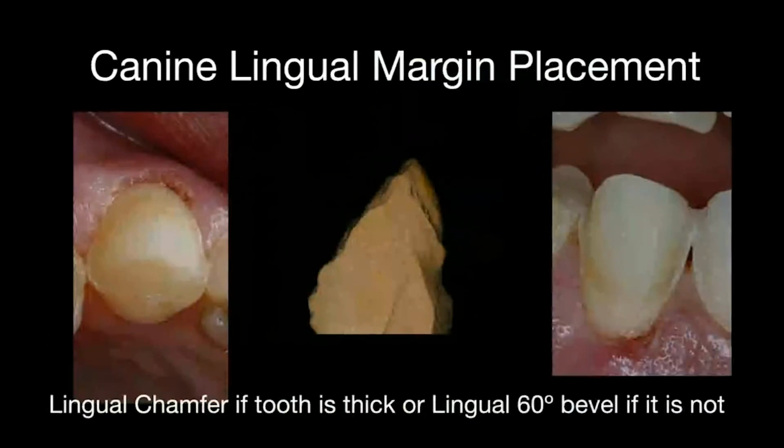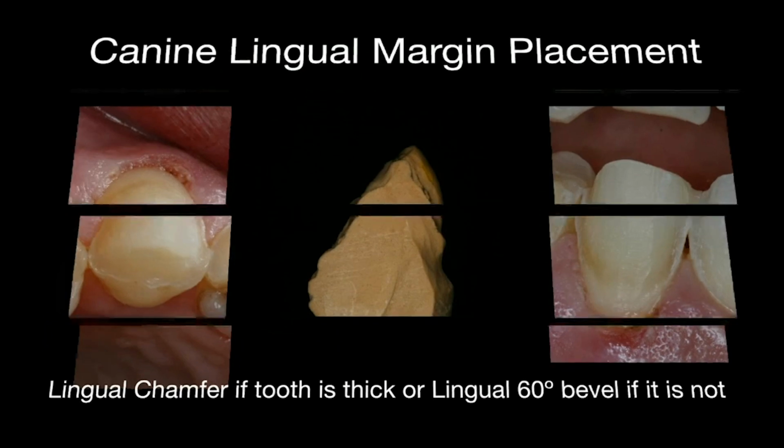The canine marginal placement is a lingual chamfer if the tooth is thick, or a lingual 60 degree bevel if it's not really thick. So you can make your choice there because it's a thicker tooth. You can imagine that trying to place a chamfer on a really thin incisor, you're going to end up making the edge really too thin or continually shortening it.